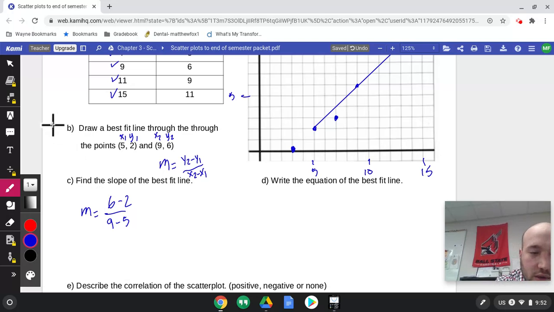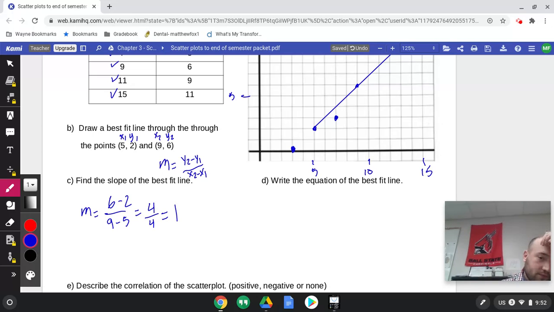Now, 6 minus 2 gives us 4. 9 minus 5 is 4, and that reduces to 1.